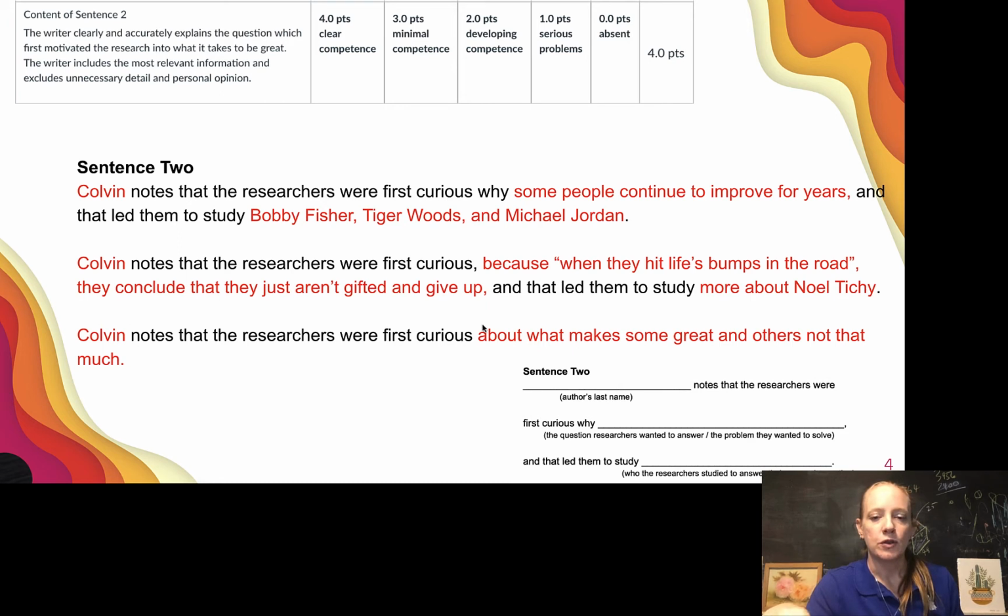Colvin notes that the researchers were first curious about what makes some great and others not that much. So, does this explain what the research was about? Yeah, why some people are better than others, but it doesn't talk about specifically what that is. Like this first one that says they continue to improve for years, that's a lot more specific than about what makes someone great and others not much. So, and because it's missing that second part, this is going to fall in the 2 range.